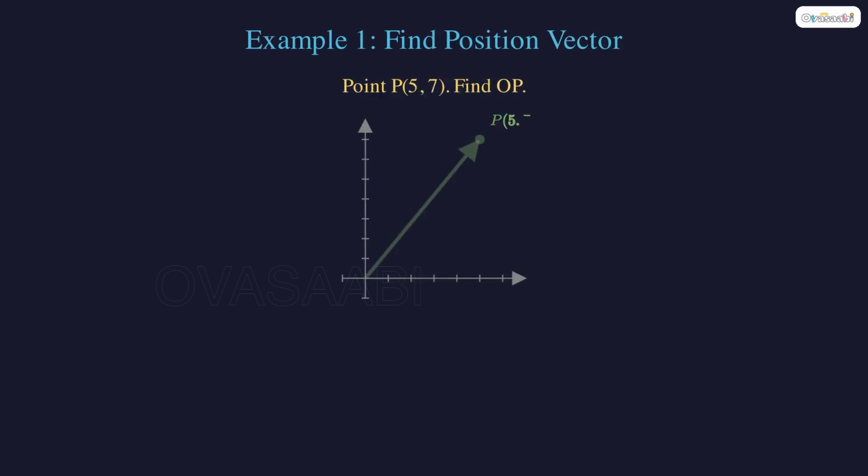Example 1. Point P is at coordinates (5,7). The position vector OP is simply (5/7). We move 5 units right and 7 units up.